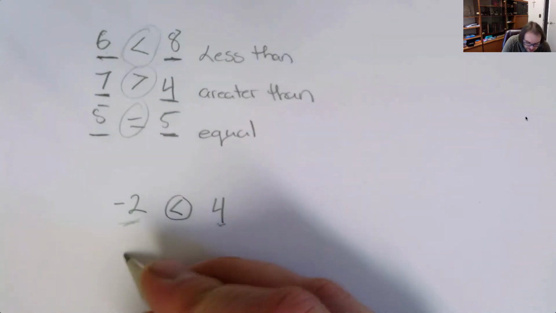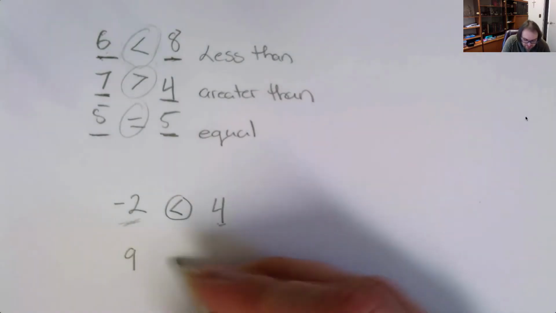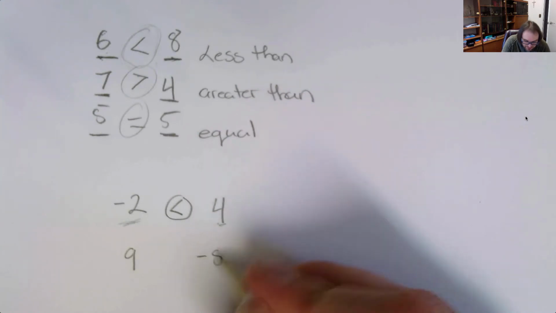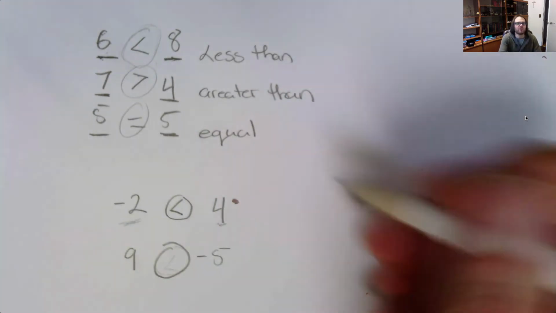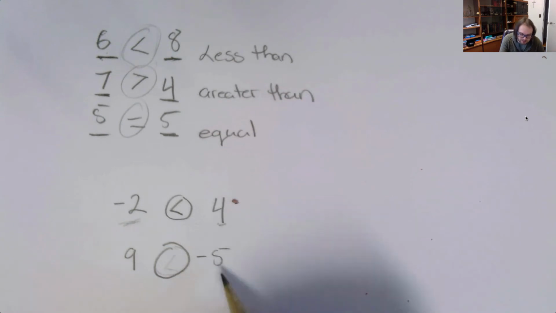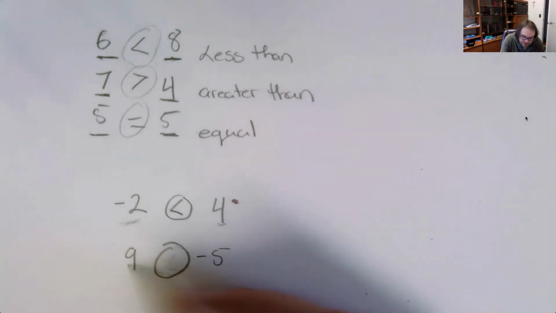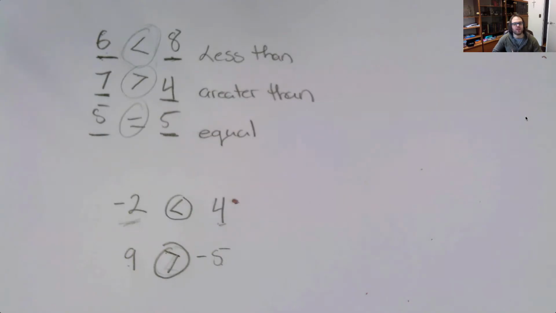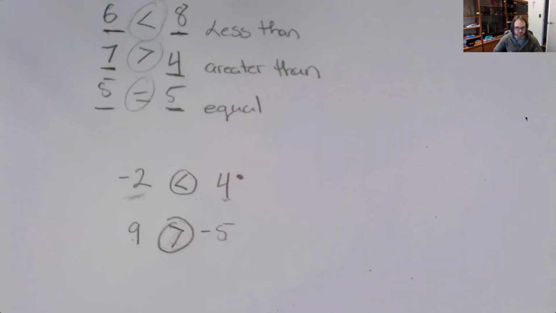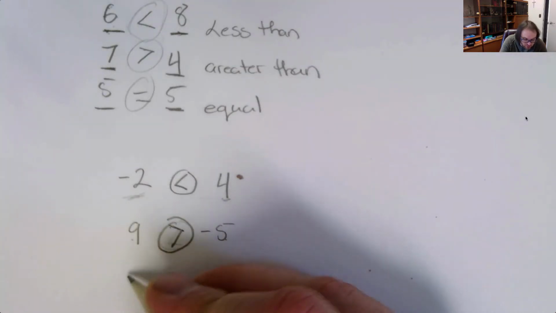Let's take a look at my next one. Let's try 9 and -5. So if I'm looking at 9 and -5, well, 9 is bigger than -5. So the alligator is going to open its mouth that way. Okay? And then let's try another one. Let's try one last one.